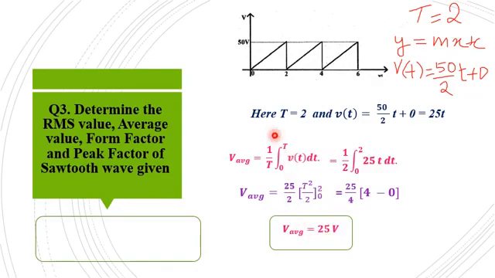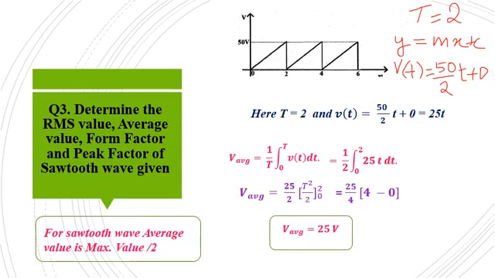So here if we observe closely, the peak of the sawtooth wave is 50 volt, but we got the average value as 25 volt, which is half of the peak. That means for a sawtooth waveform, the average value is maximum value by 2.